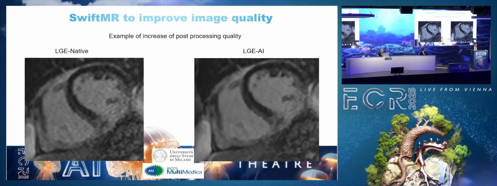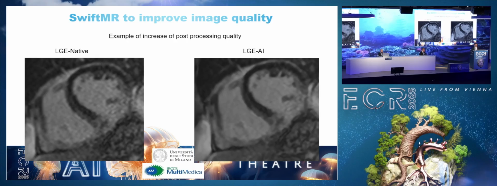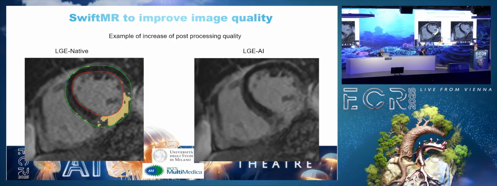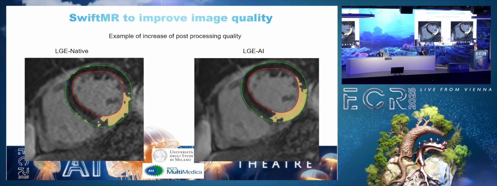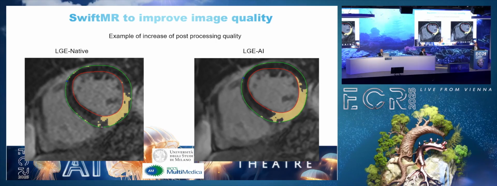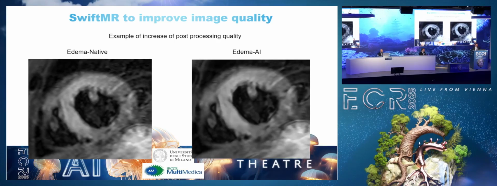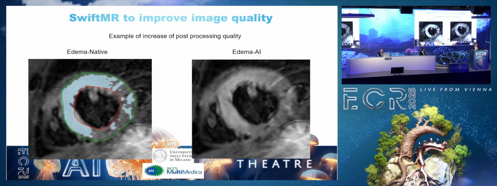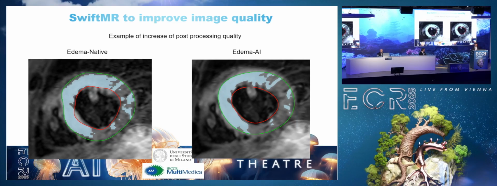And this is another example of inferior fibrosis here in the standard images and in the AI images. You can see that when you do post-processing with the AI, it's a little bit more accurate and precise than the standard images, because we have less noise, so the software runs better than on standard images. And this is the same concept, but regarding edema. This is the extension of the edema.